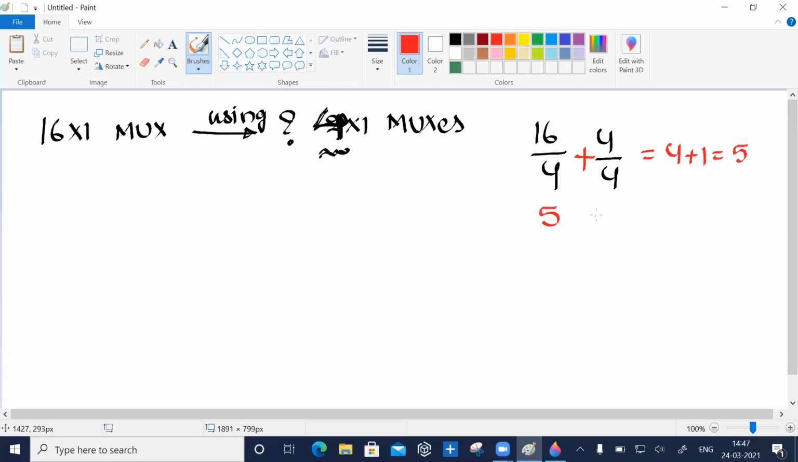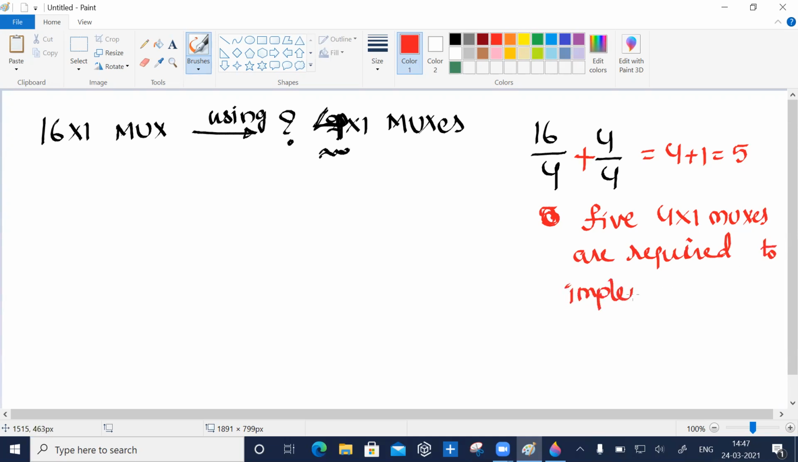So 5, I will write like this. 5, 4 by 1 muxes are required to implement a single 16 by 1 mux. So understand like this. We require 5 4 by 1 muxes to implement a single 16 by 1 mux, and that's it. Very simple. So like this you can do.